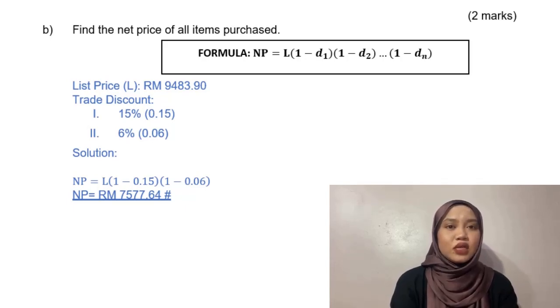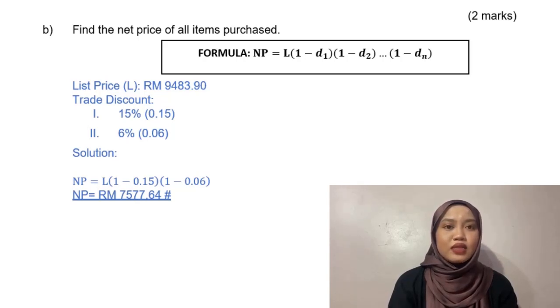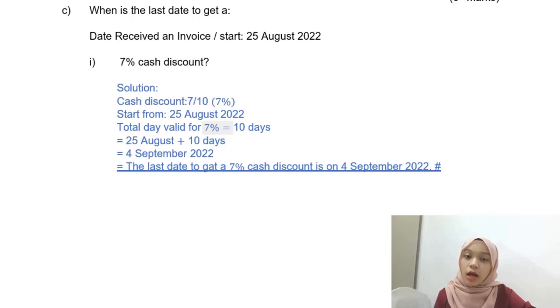Solution for this question is NP is equal to RM9,483.90 in bracket 1 minus 0.15 and in bracket 1 minus 0.06. So we will get our NP that is equal to RM7,577.64. That is our final answer. Question 2C1. When is the last date to get an invoice dated 25th August 2022 with 7% cash discount?